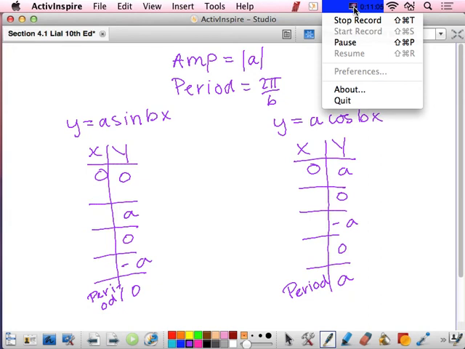And we have one more after this. So I'll give you a minute to jot that down. We're going to do one more, and then you guys can work on the problem over here.